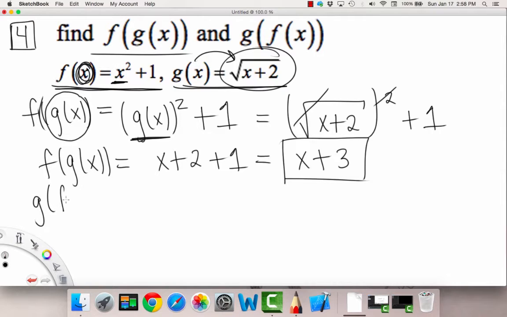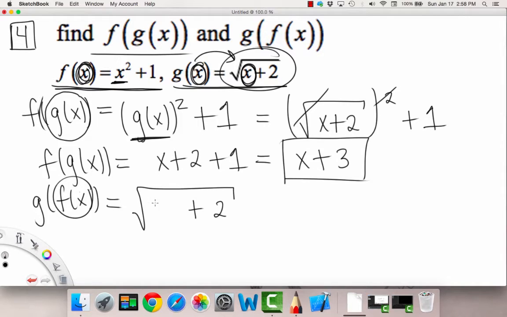So g of f of x. The whole f function is the input to g. Wherever we see our input, here's our input in g, that's represented by an x. We're going to put the input right in there inside the square root. So we have square root of something plus 2, and our input is now our f of x. That's in our input spot. Now instead of this f of x, we're going to write in the actual formula for it.